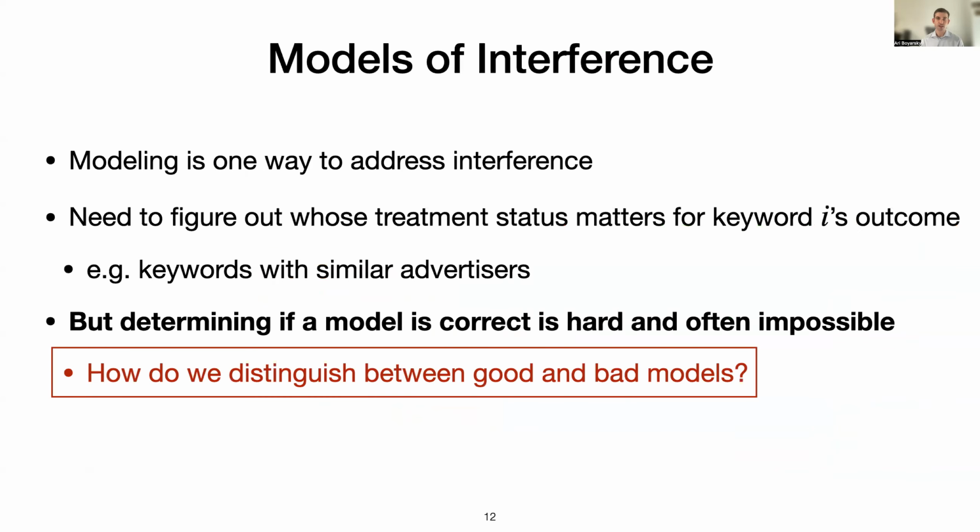So how do we actually tackle this? The main approach is to create a model of interference that explains these spillover effects. However, determining such a model is hard and often impossible. So we need to be able to figure out whose treatment status actually matters for the outcome of unit i's outcome.